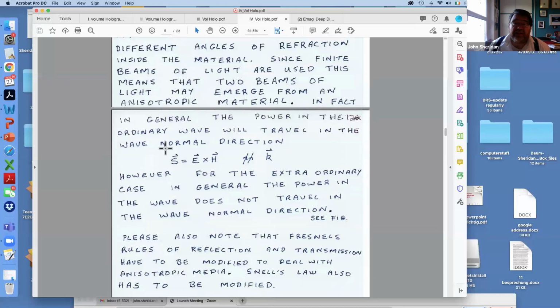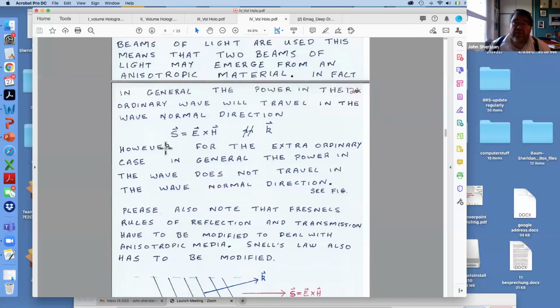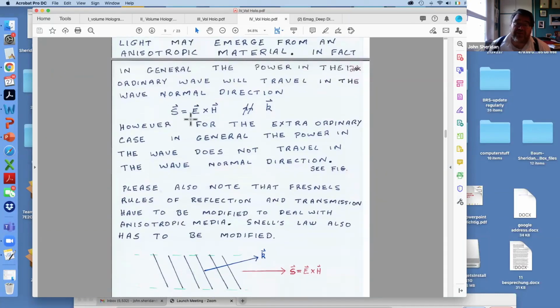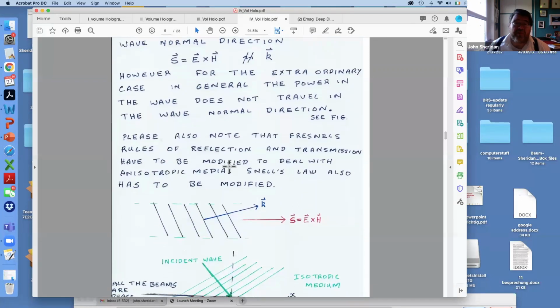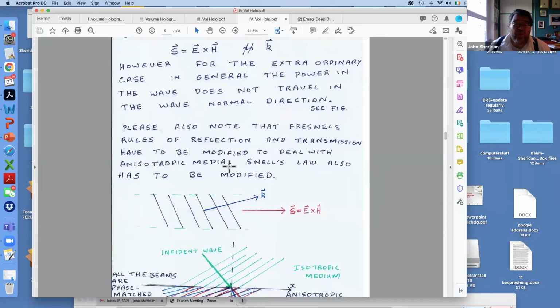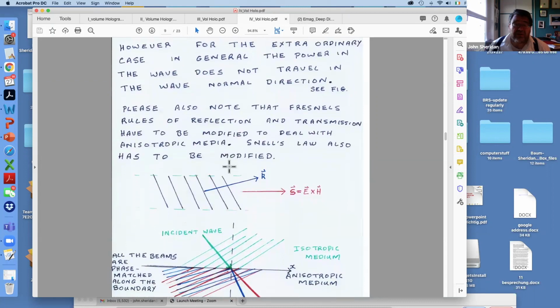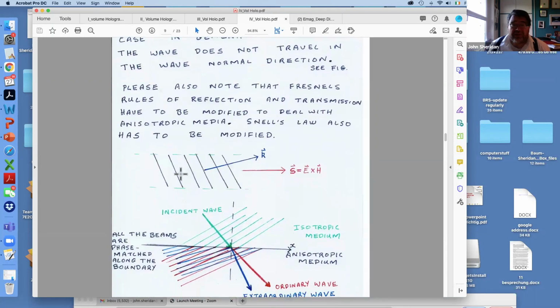In an anisotropic material, in general, the power in the ordinary wave will travel in the normal direction. So we have our standard pointing vector, E cross H, which is parallel to K. However, for the extraordinary case, in general, the power in the wave does not travel in the wave normal direction. Here we have a K vector, and here we have a pointing vector, and the pointing vector is not parallel to the K vector. In free space and in plane waves, we would expect these two to be together.